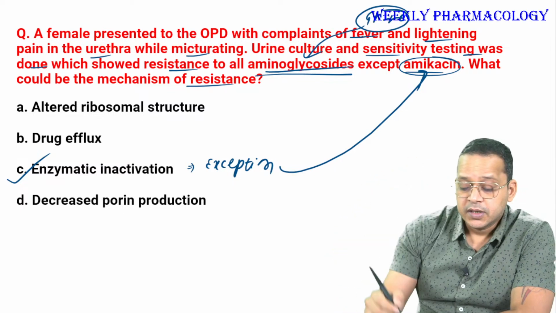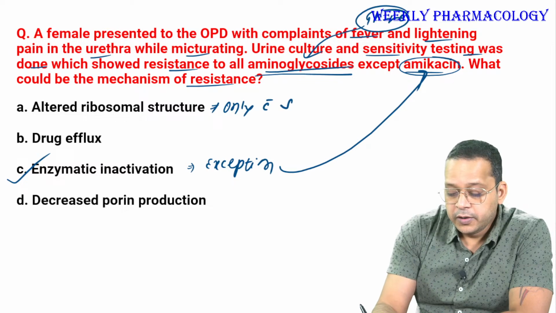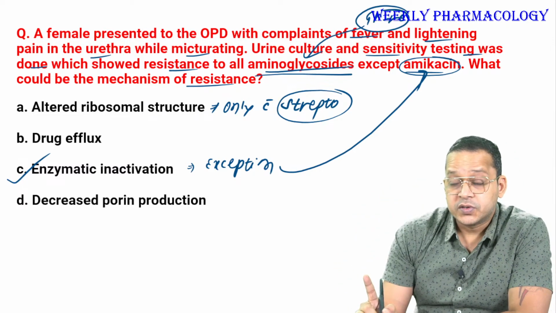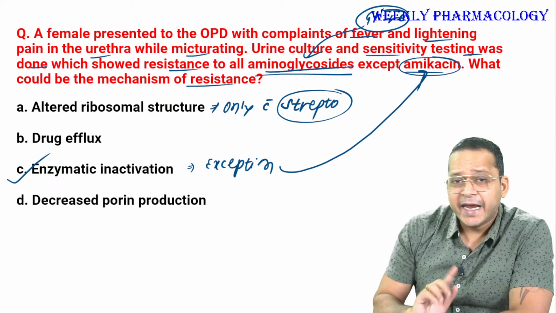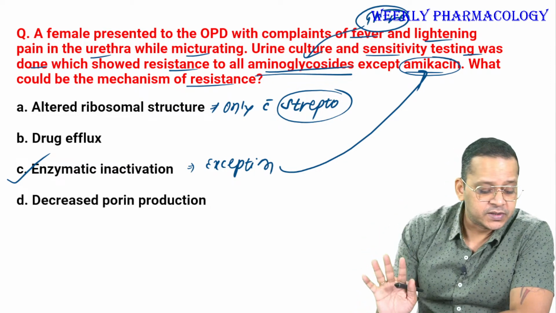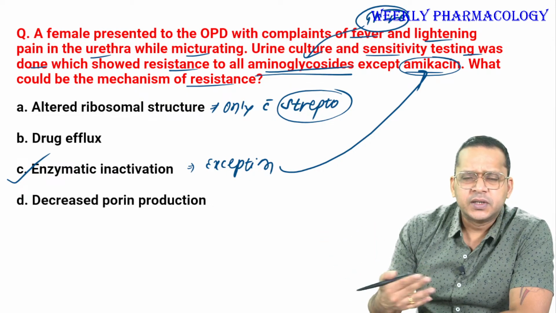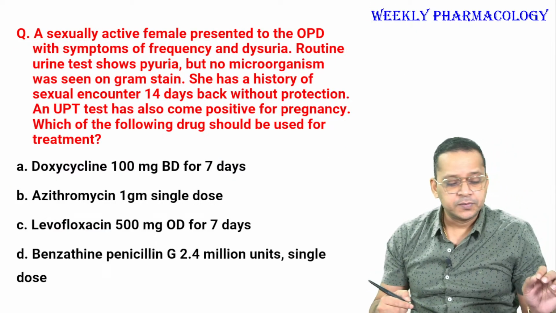We know about this. Whereas altered ribosomal structure, this is seen only with streptomycin. It is seen only with streptomycin and altered ribosomal structure. This is also a mechanism of resistance to aminoglycosides, but it is not seen with any other except streptomycin. So, it's netilmicin and amikacin, but netilmicin is not that commonly used nowadays. All right, guys, let's move on to the next question.